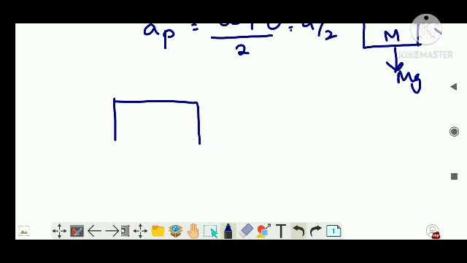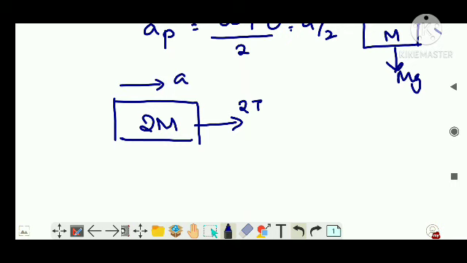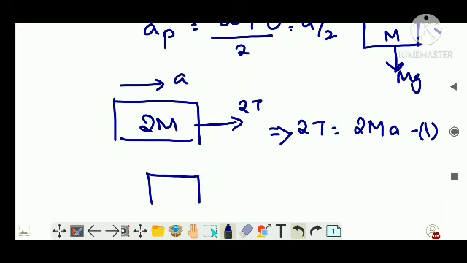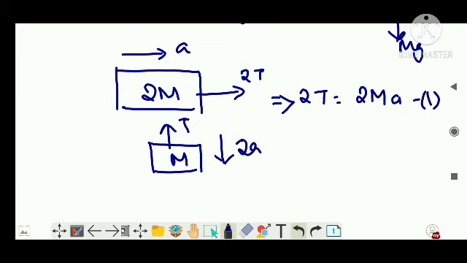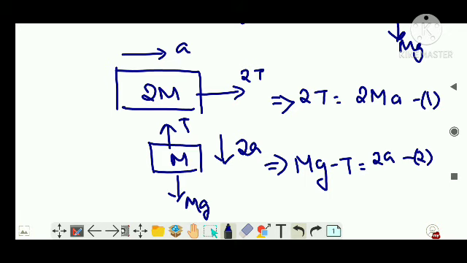Now let's take 2m separately. When I consider 2m, there is 2T in this direction, tension, and acceleration here. So I can write 2T = 2ma, that is mass into acceleration. That is our first equation. Let's talk about the mass m. There is tension upwards, acceleration 2a downwards, and mg downwards. Acceleration direction is taken as positive, hence mg - T = m(2a). This is your second equation.